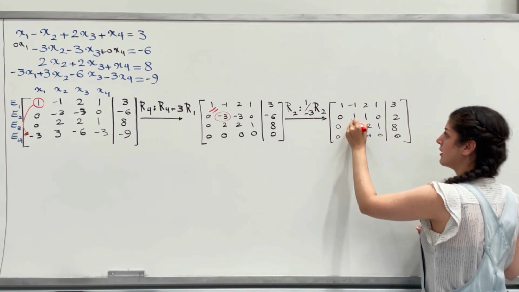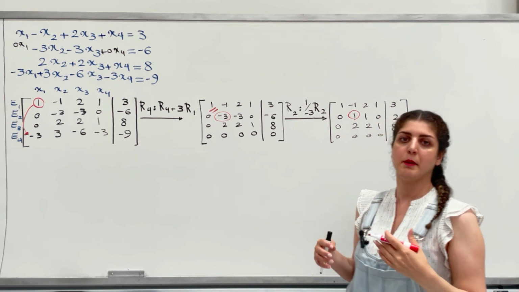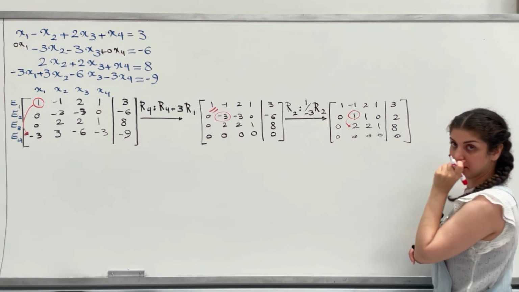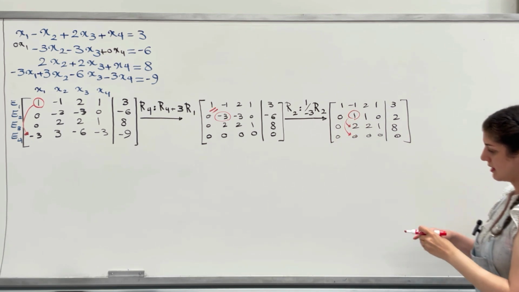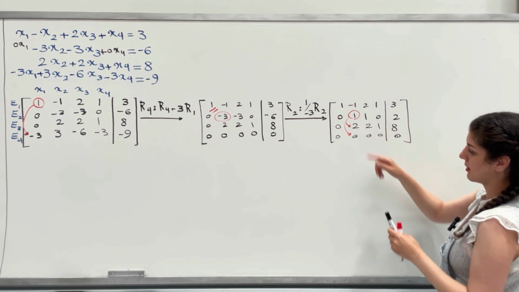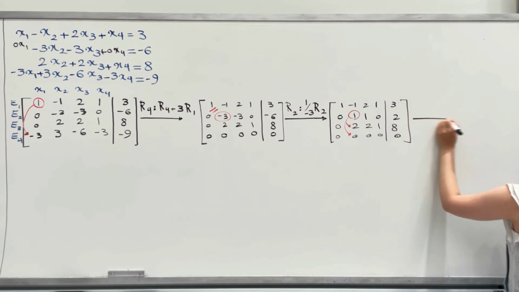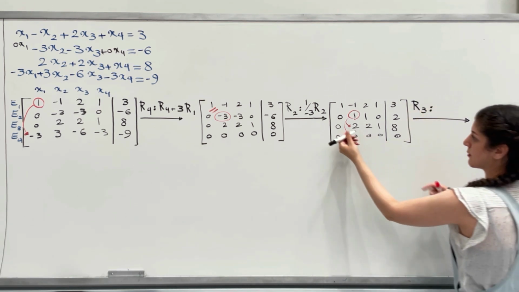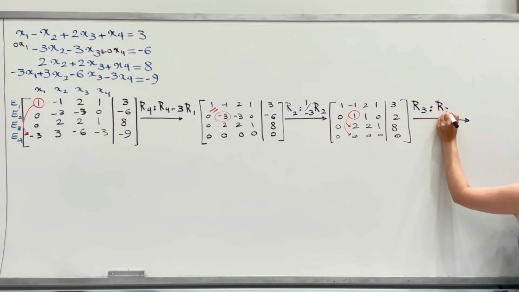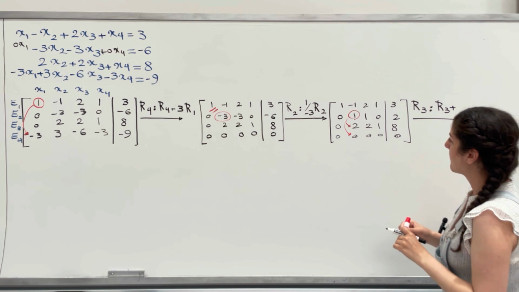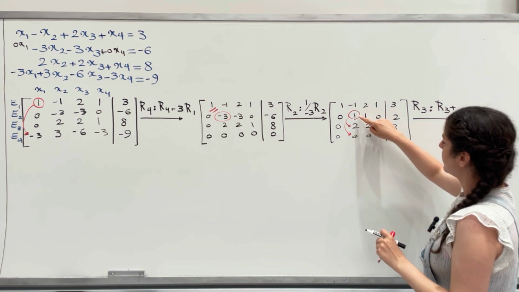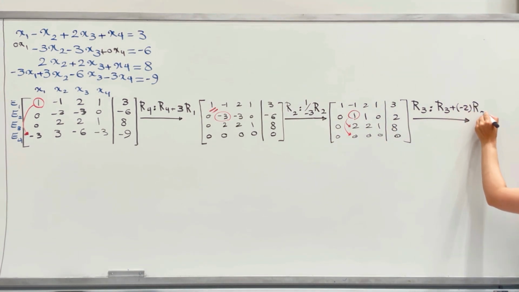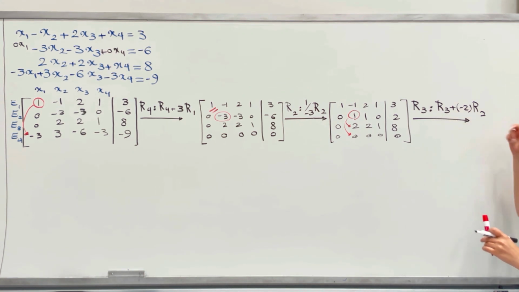Okay, so now this is the leading one or the pivot of the second row. And I'm going to use it to make everything under it 0, right? So this is the only non-zero term. So I'm going to use replacement. So I'm going to replace row 3 with row 3 plus -2 times row 2, right? Or you can just write it R3 minus 2R2, okay?